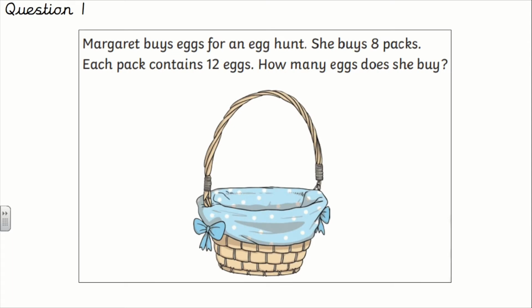Question 1. Margaret buys eggs for an egg hunt. She buys 8 packs. Each pack contains 12 eggs. How many eggs does she buy? So let's have a look at some strategies we can use to answer this question. First strategy is to draw the problem.